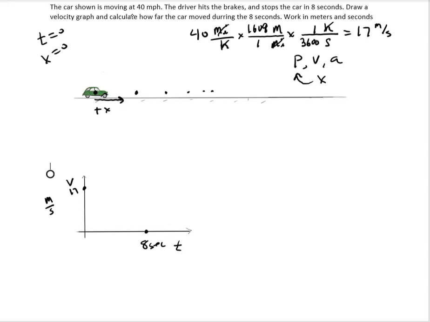And the velocity is 0. So this coordinate right here is the point 0 seconds, 17 meters per second. The coordinate of this point on our graph here is 8 seconds and 0 meters per second. Now the million-dollar question is, how do these connect?